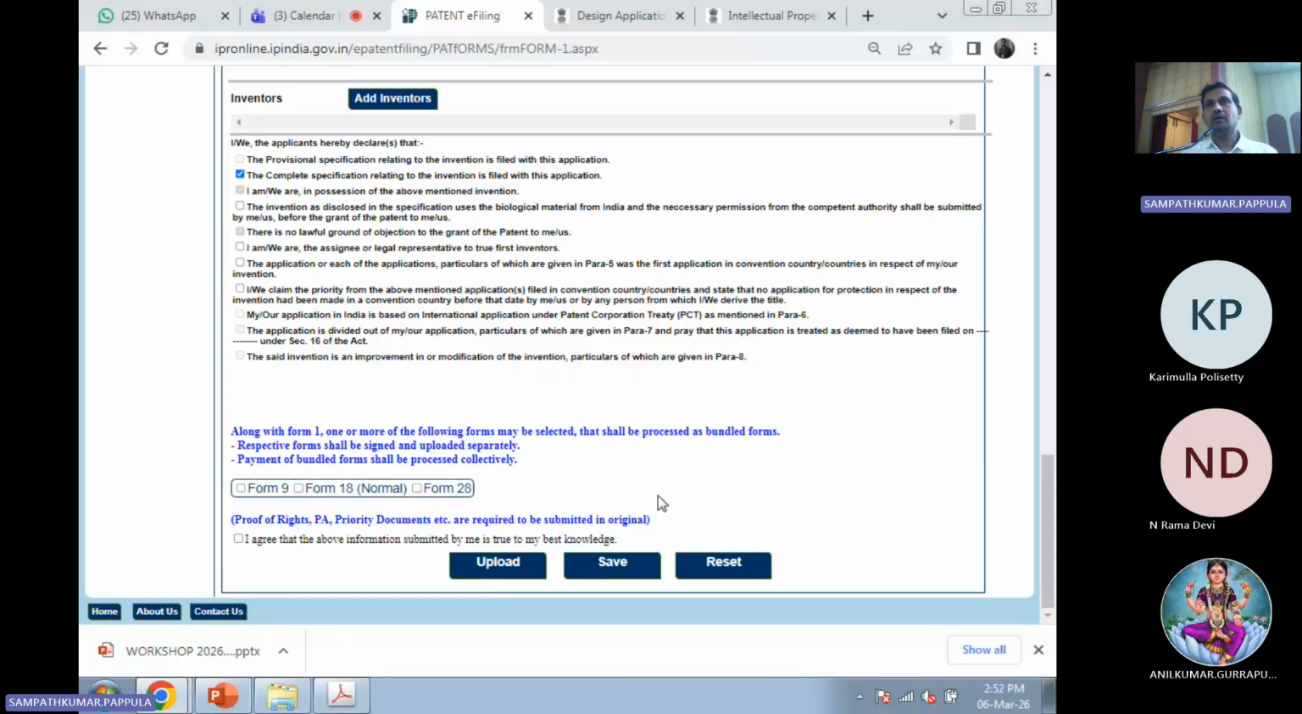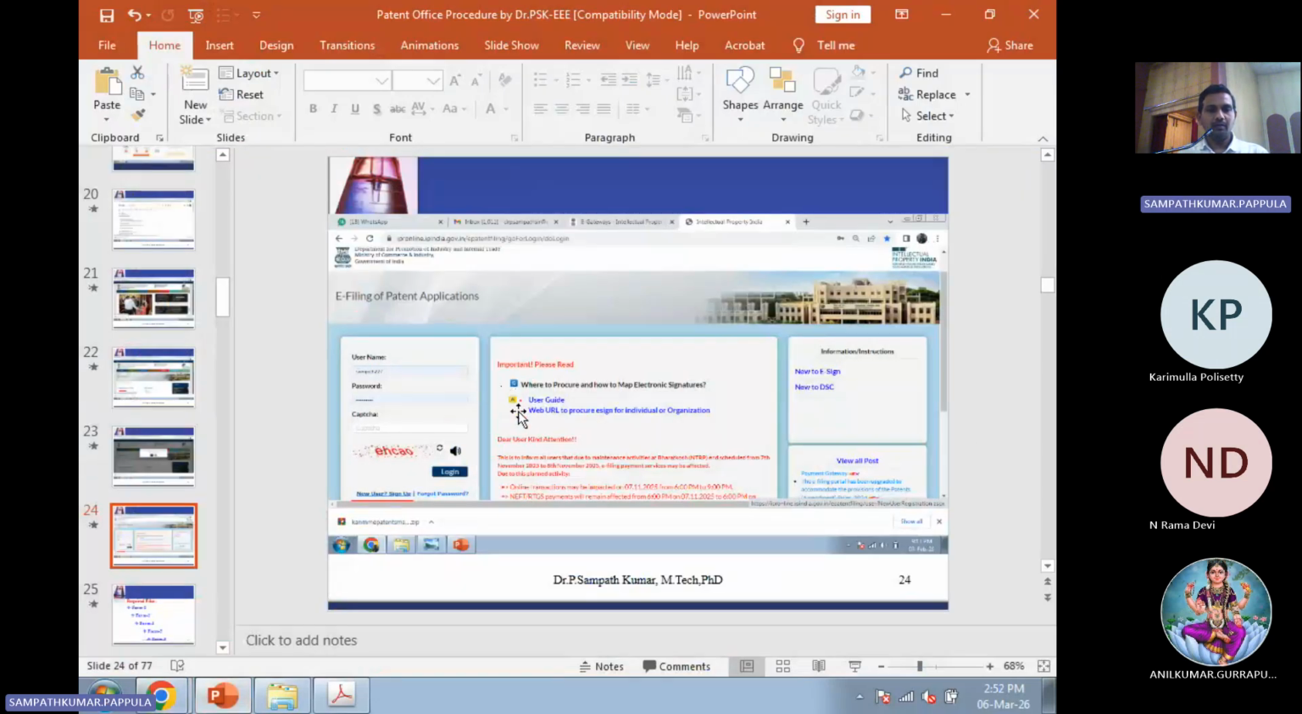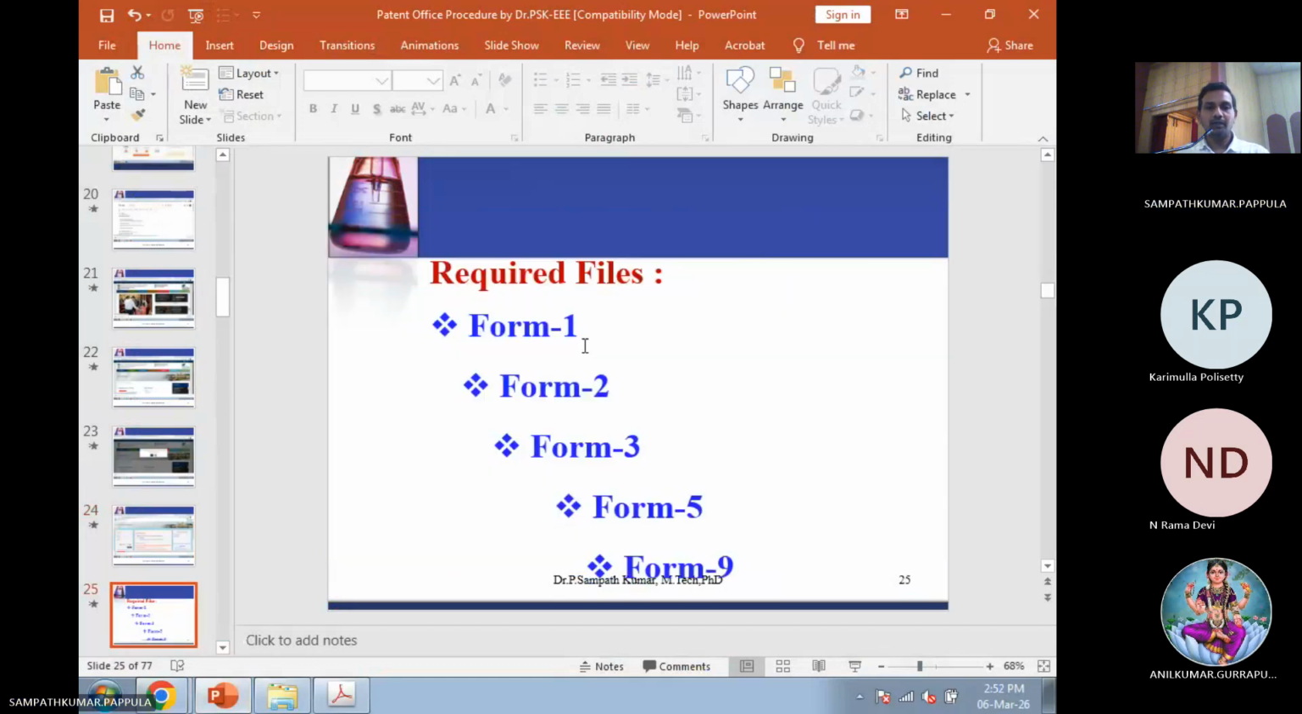If you want to upload the patent filing, first log in. Before that, after taking the e-mudra, you get some credentials. Use those and log in. After that, fill Form 1, Form 2, 3, 5, and 9. These forms are required. Along with them, we require the claims sheet, figures, and abstract.